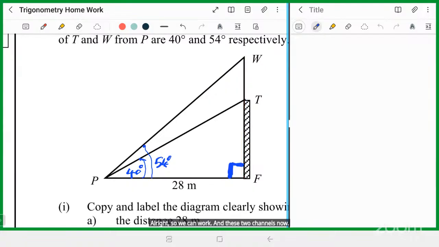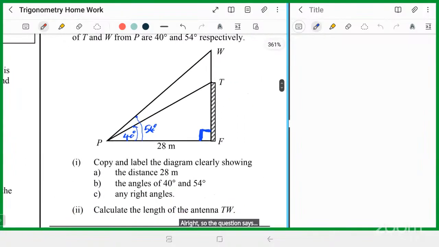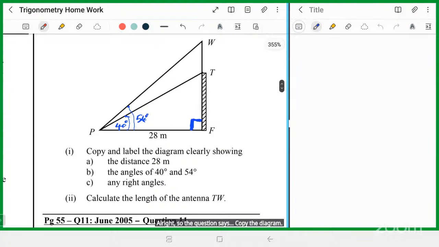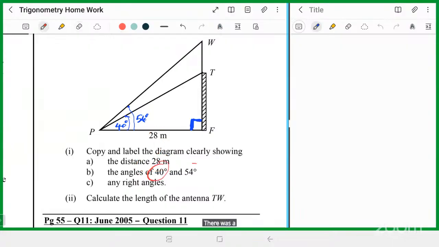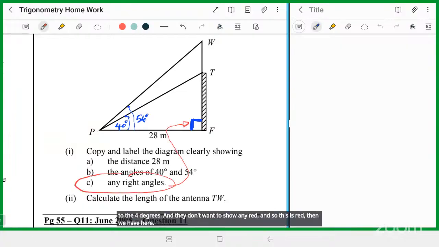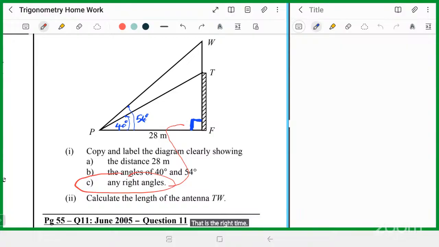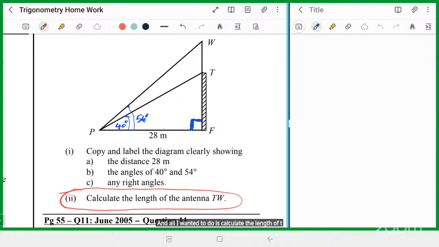So the question says, copy the diagram and label it clearly showing the distance of 28. Well, the distance of 28 was already here. They want us to show the angle of 40 degrees and 54 degrees. So we have them here, 40 degrees, 54 degrees. And they want us to show any right angle. So this is the right angle we have here. I've shown all that information. And then all I want to do now is calculate the length of TW, antenna TW. So the distance that they want is this little short distance right here.